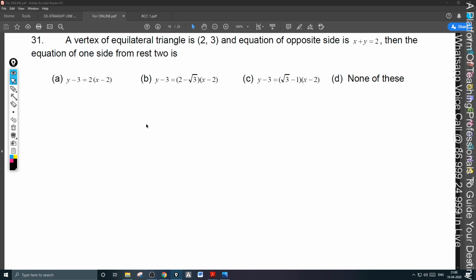A vertex of an equilateral triangle is 2, 3. The equation of the opposite side is x plus y is equal to 2. Then find the equation of one side from the rest of the two. You can comfortably do that.